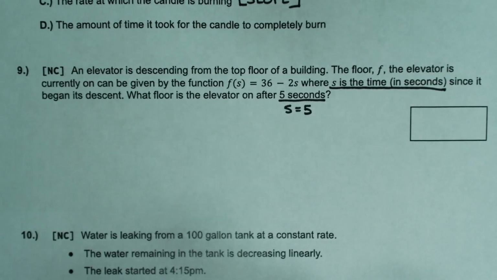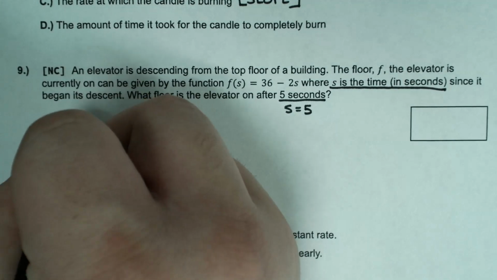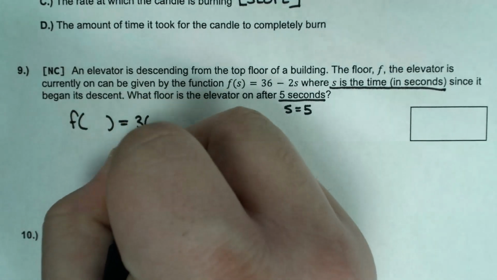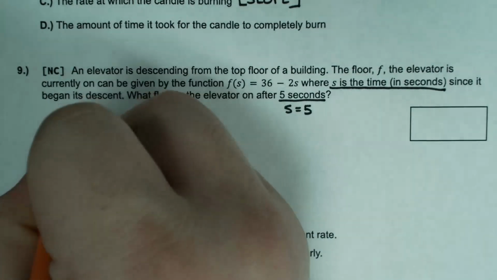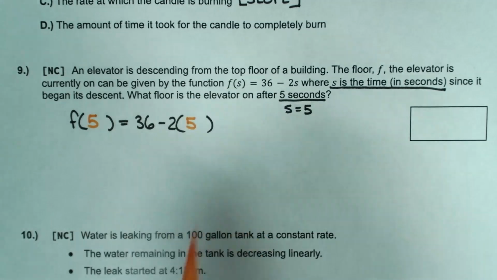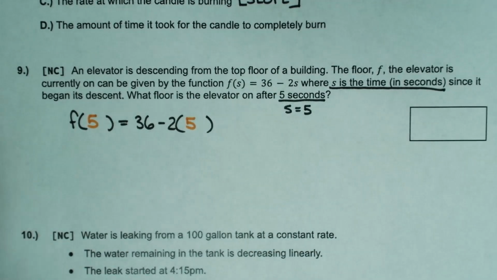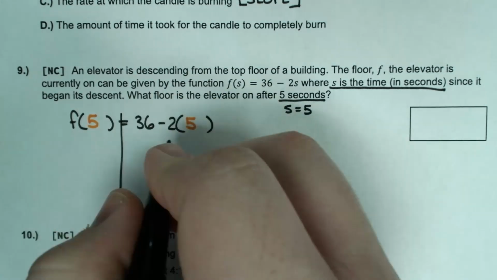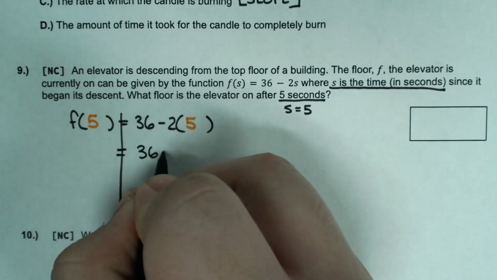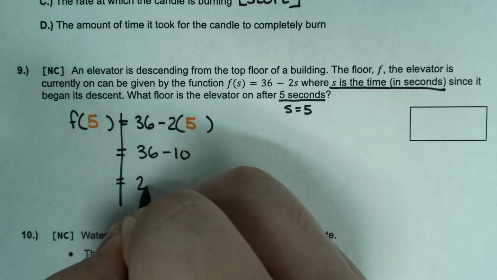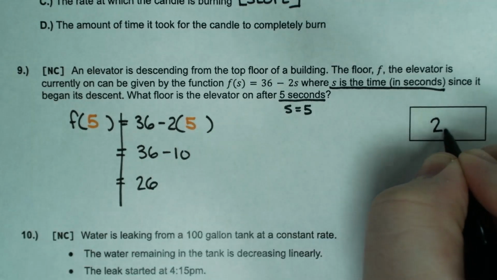So I'm thinking all I really need to do here is take f of s equals 36 minus 2s and plug in 5. Which, by the way, I hate the letter and number combination of s equals 5 because s kind of looks like a 5 if you write it sloppy. Either way, not too bad. 36 minus 2 times 5, well, 2 times 5 is 10. 36 minus 10 is 26. That elevator is on the 26th floor.